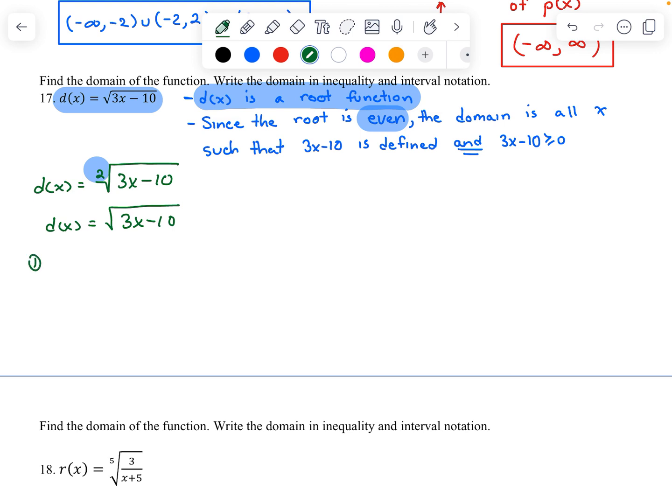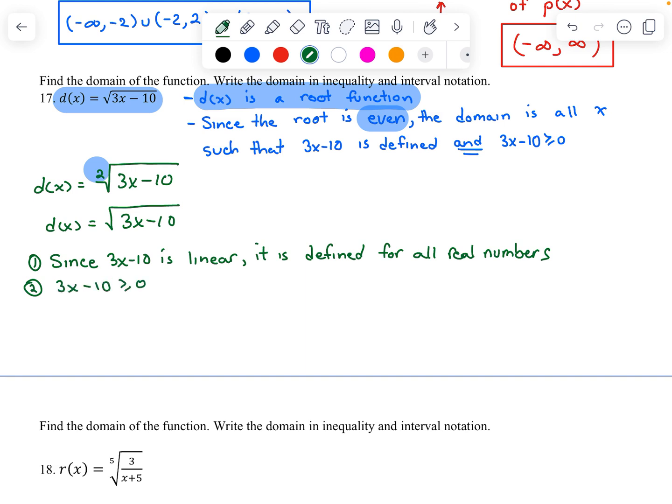So the first thing I want to look at is when 3x minus 10 is defined. And since 3x minus 10 is linear, it is defined for all real numbers. The second thing I want to look at is when is 3x minus 10 greater than or equal to 0?